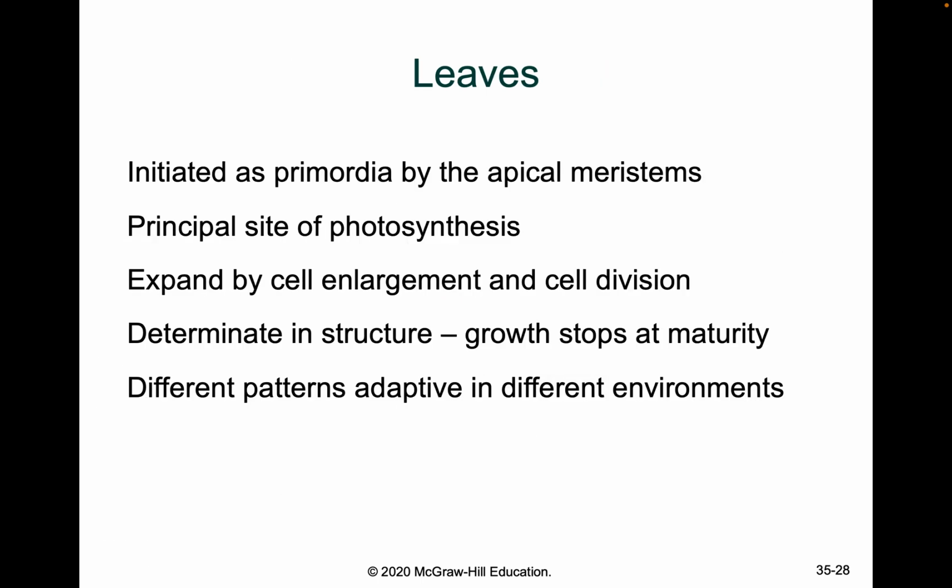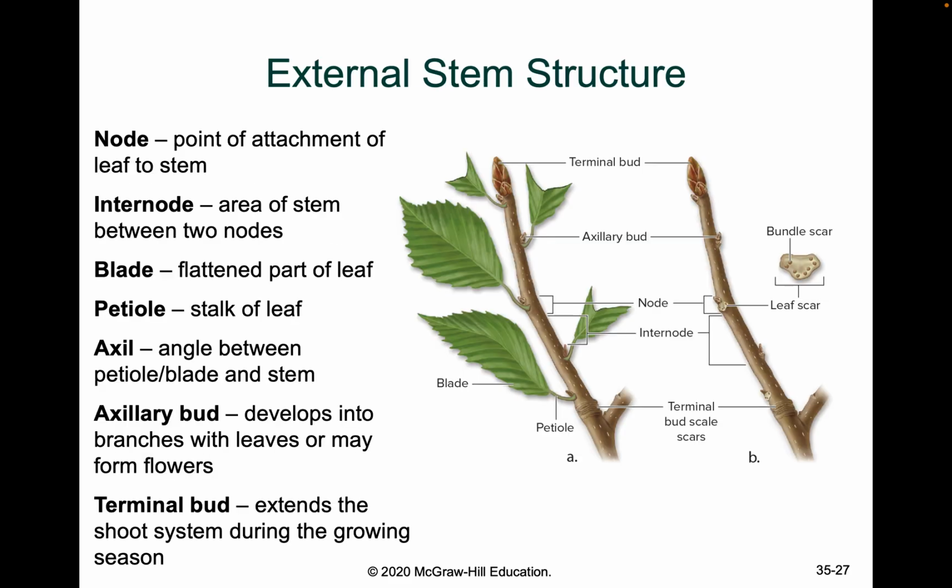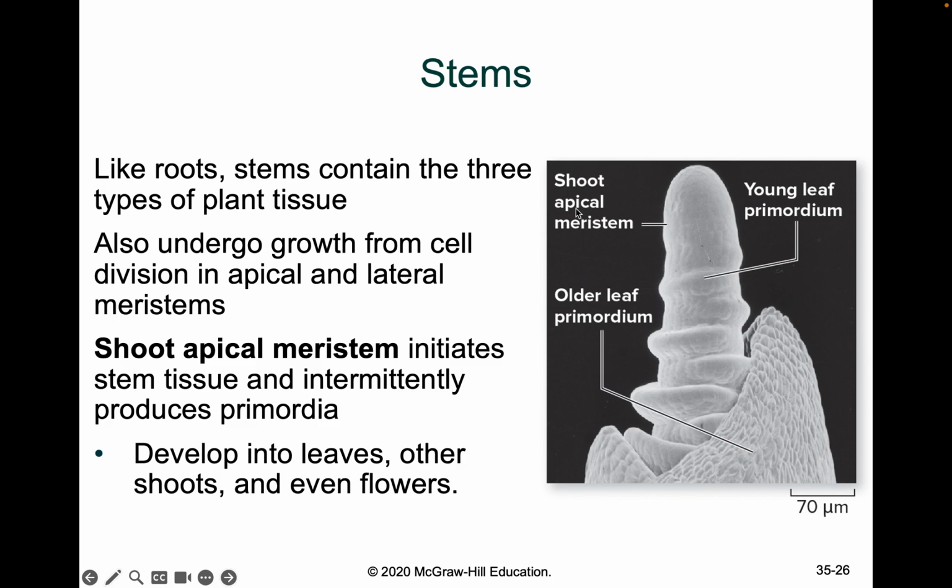The leaves are the last organ that I want to go into. And these, as I was saying, are initiated from the primordia at the apical meristems. So you have the stems here. This is the shoot apical meristem, and you get this primordium. This primordium is the tissue that will give rise to the leaf.